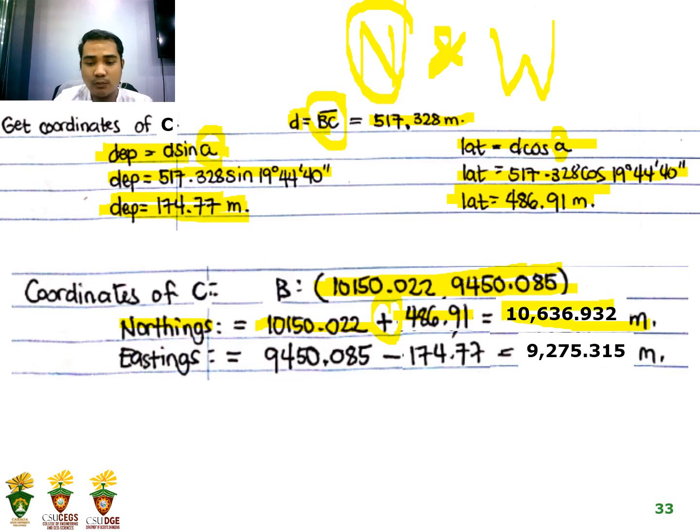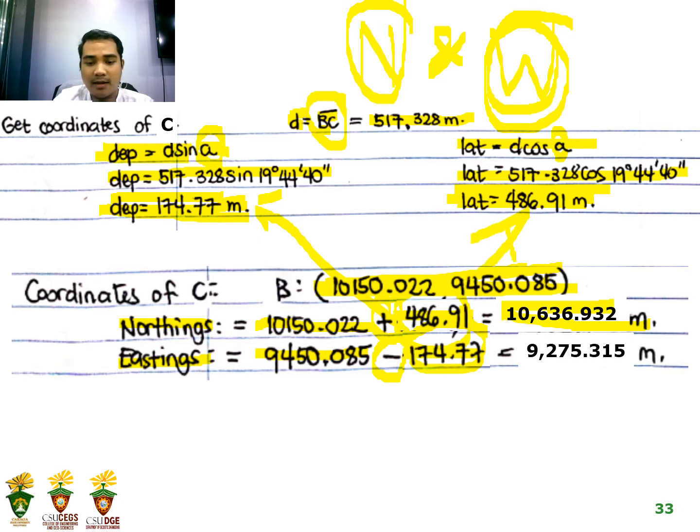10,636.932 meters. And for eastings, we are going to use the value of the eastings of B, coordinates of B, which is 9,450.085. Ato siyang i-minus kay naka-west. Naka-west siya. So, minus 174.77, which is gikan na siya dito, and kaning 486 is gikan siya dira sa latitude.